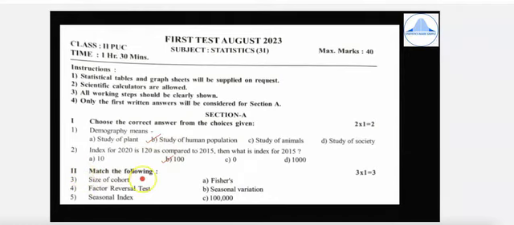Second main is match the following. The size of the cohort is nothing but 1 lakh, and it is also called as the radix. The factor reversal test is satisfied by Fisher's index number, and the seasonal variation is measured by what are called as seasonal indices.